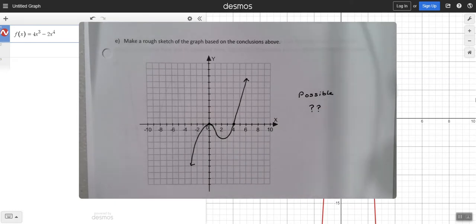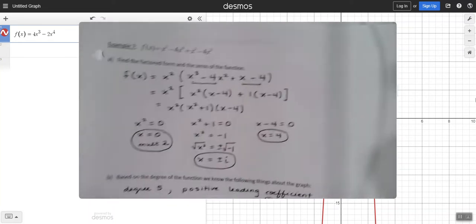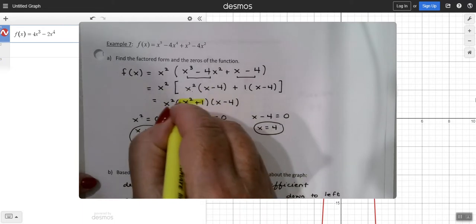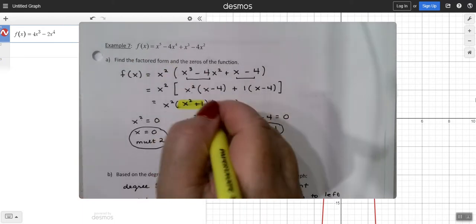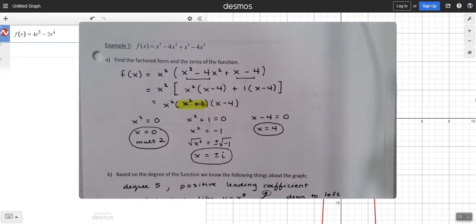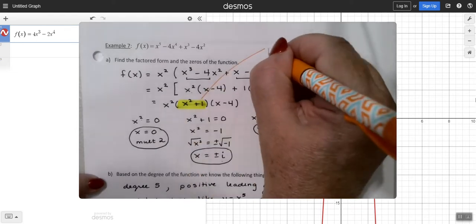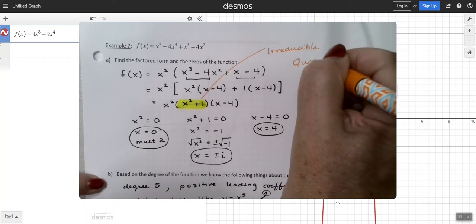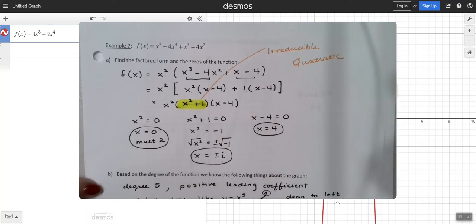I'm less sure about this graph than I was about the others, and here's why. Did you notice in my factored form that I have an irreducible quadratic, right? I was not able to factor this down into entirely linear factors. I had this irreducible quadratic. And you remember when we were doing a little trial and error, those were the ones that were the most unpredictable.